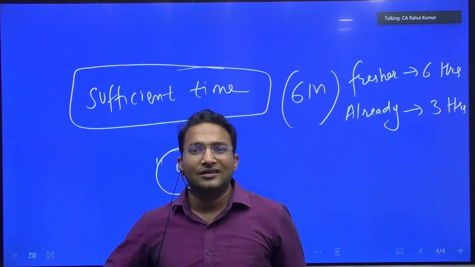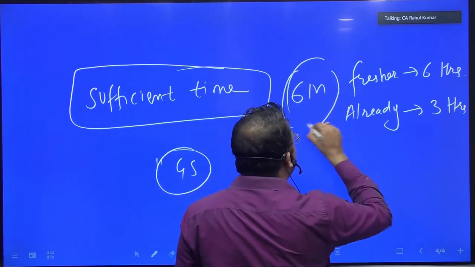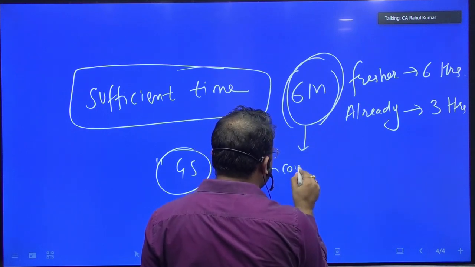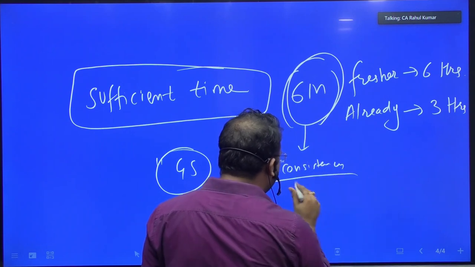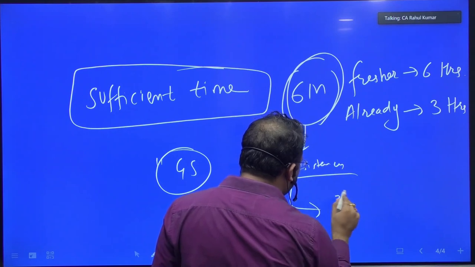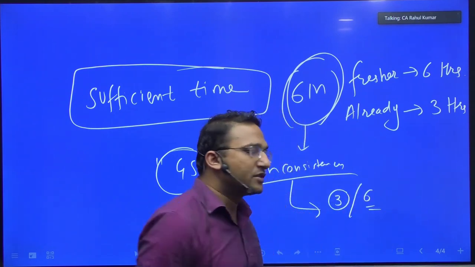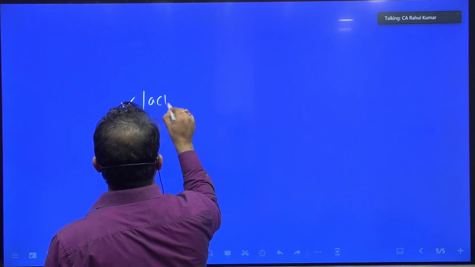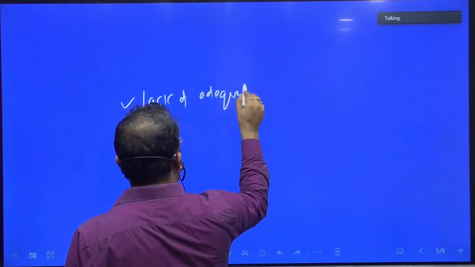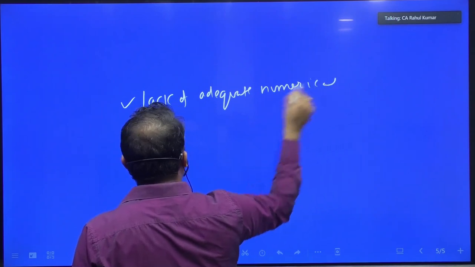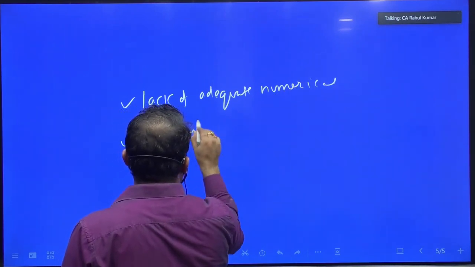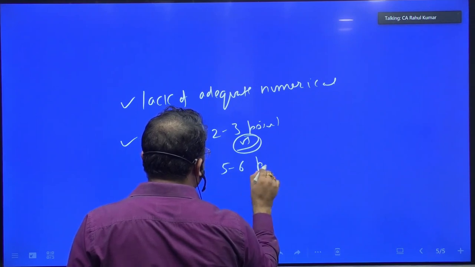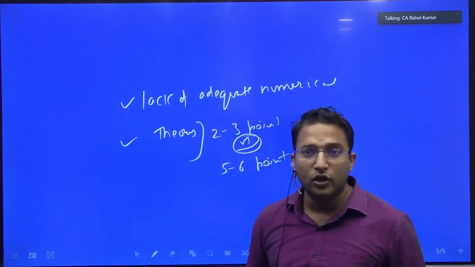But the mistake which people do is that they plan for 6 months, but they are not able to focus. They are not able to maintain consistency. There is a lot of inconsistency. And because of inconsistency, what happens? They end up wasting 3 months out of 6 months, and they are not able to cover the full syllabus. Or even if they cover the full syllabus, the problem is lack of adequate numerical practice. Or they remember the theory, but in the theory, they remember only 2-3 points, where you should remember 5-6 points.